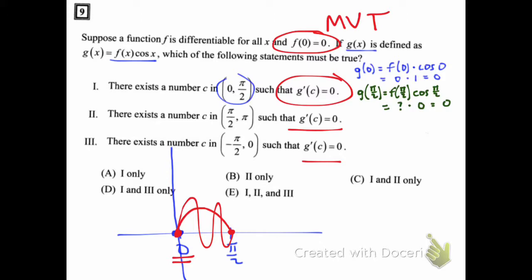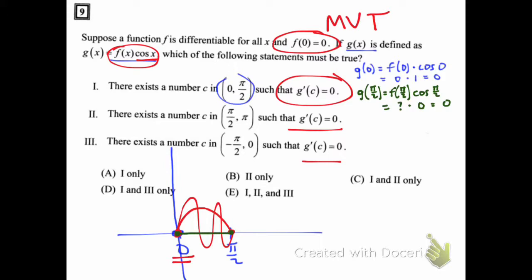We don't really care what g looks like. We do know that g is differentiable because f is differentiable, and a differentiable function multiplied by cosine will also be differentiable. There are no values of x that would make that undefined. So since g is differentiable, the mean value theorem says that the average rate of change of g between 0 and pi over 2 happens to be 0, because g of 0 is 0 and g of pi over 2 is also 0.